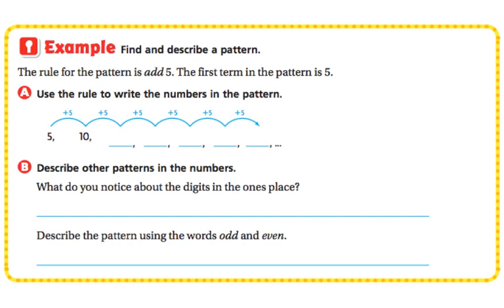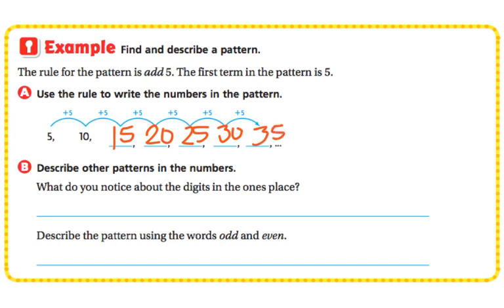So we're looking at this example. The rule for the pattern is add 5. The first term in the pattern is 5. So we start with 5 and then we just keep adding 5. So 5 plus 5 would be 10. 10 plus 5 would be 15. 15 plus 5 would be 20. 20 plus 5 would be 25. 25 plus 5 would be 30. And I bet you know the next number in the pattern. Well, if you said 35, you are exactly right.